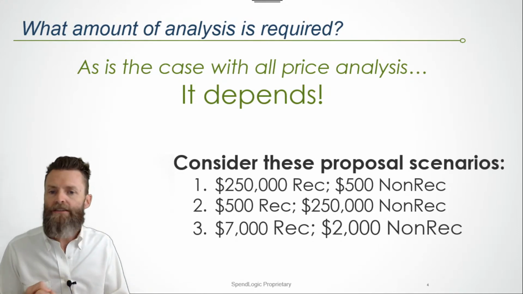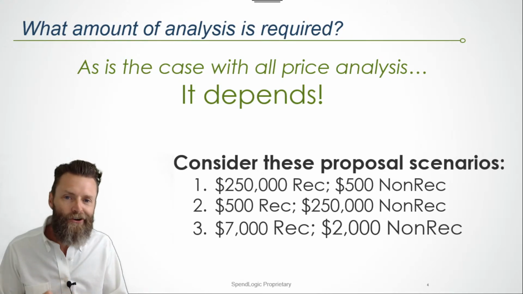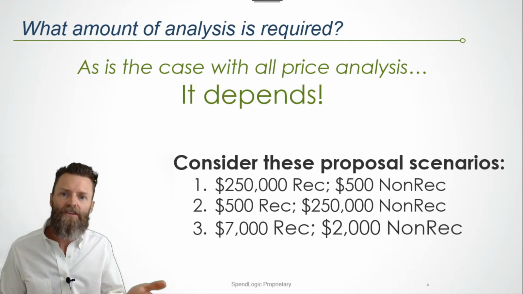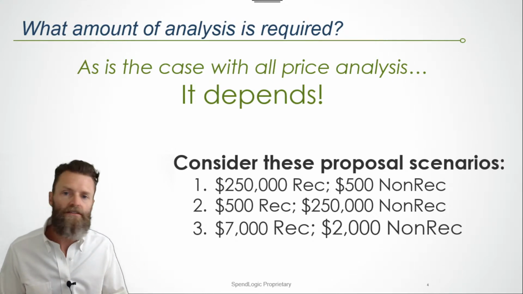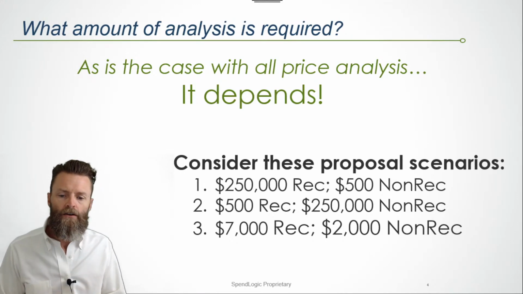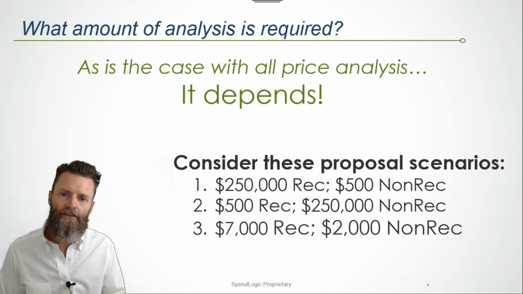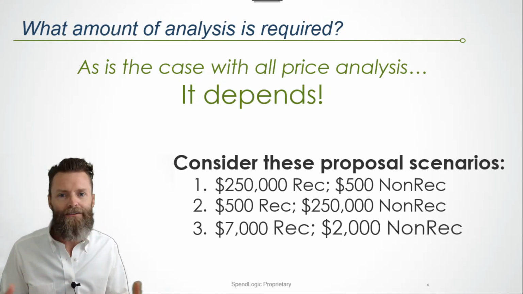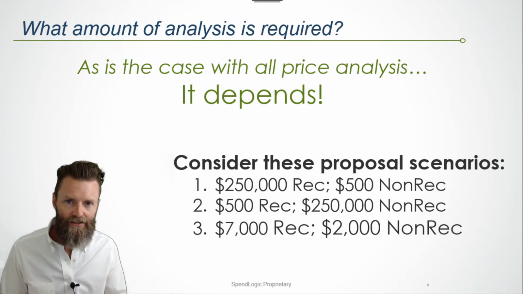Number two, let's say you've got $500. This is wacky, but you've got $500 in recurring cost, right? And $250,000 in non-recurring. Obviously you've got a lot of non-recurring, so you're going to have to spend some time explaining this and looking at the price of this, right? What if, number three, you have $7,000 of recurring and $2,000 of non-recurring? Now you're under the simplified acquisition threshold. It's not a very big procurement, by any measure. So you probably don't have to spend that much time on either side of the equation.